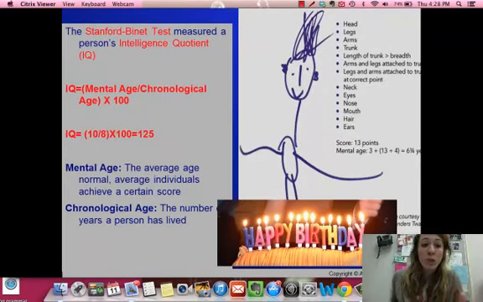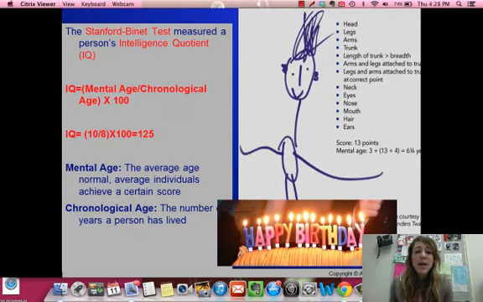Okay, so the Stanford-Binet originally measured a person's intelligence quotient by a formula, right? Your IQ was your mental age divided by your chronological age times 100. So if my mental age was 10 and my chronological age was 8, then times 100, I'd get 125. And if you were exactly on par with your age, you end up with 100. If my chronological age is 15 and my mental age, which is the score I get on the test, is 15, I divide it, I get 1, times 100, it's 100. So if your mental age is above your chronological age, you're above 100. If your mental age is below it, you're below 100.